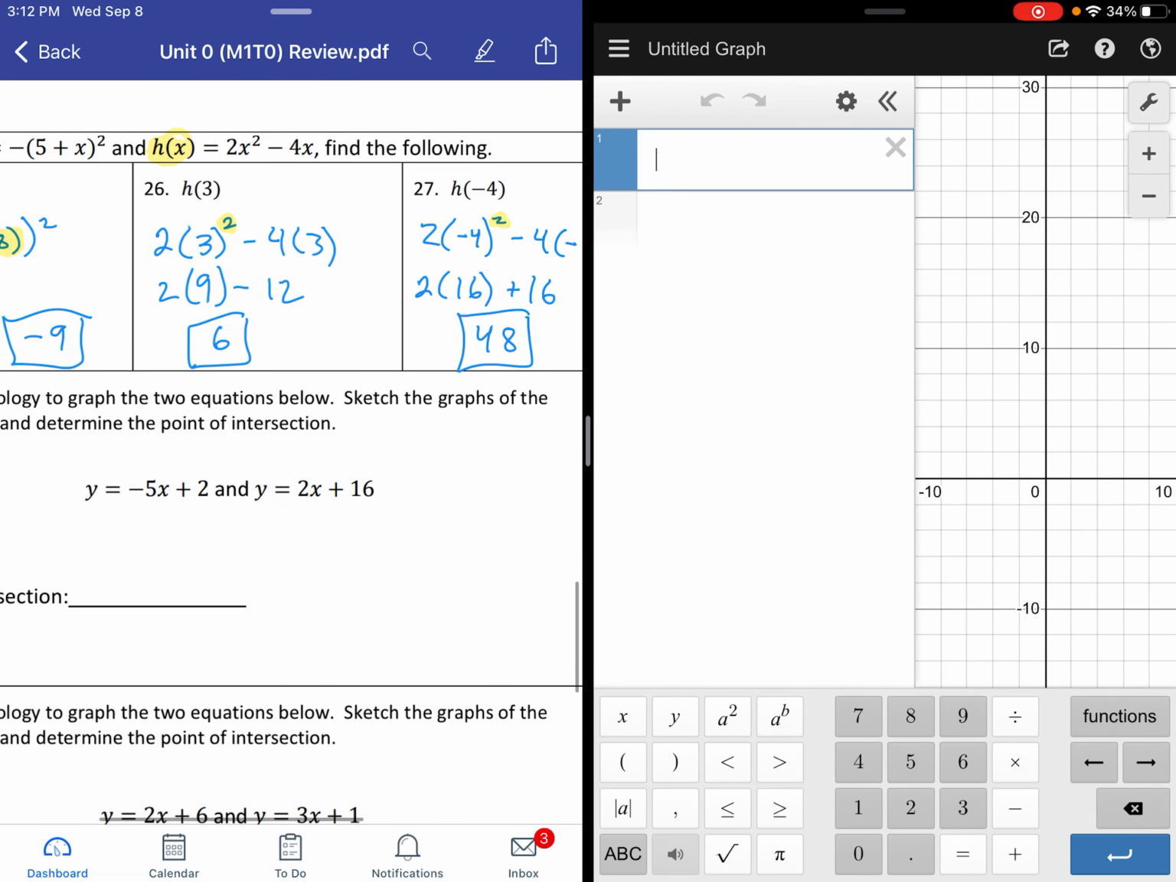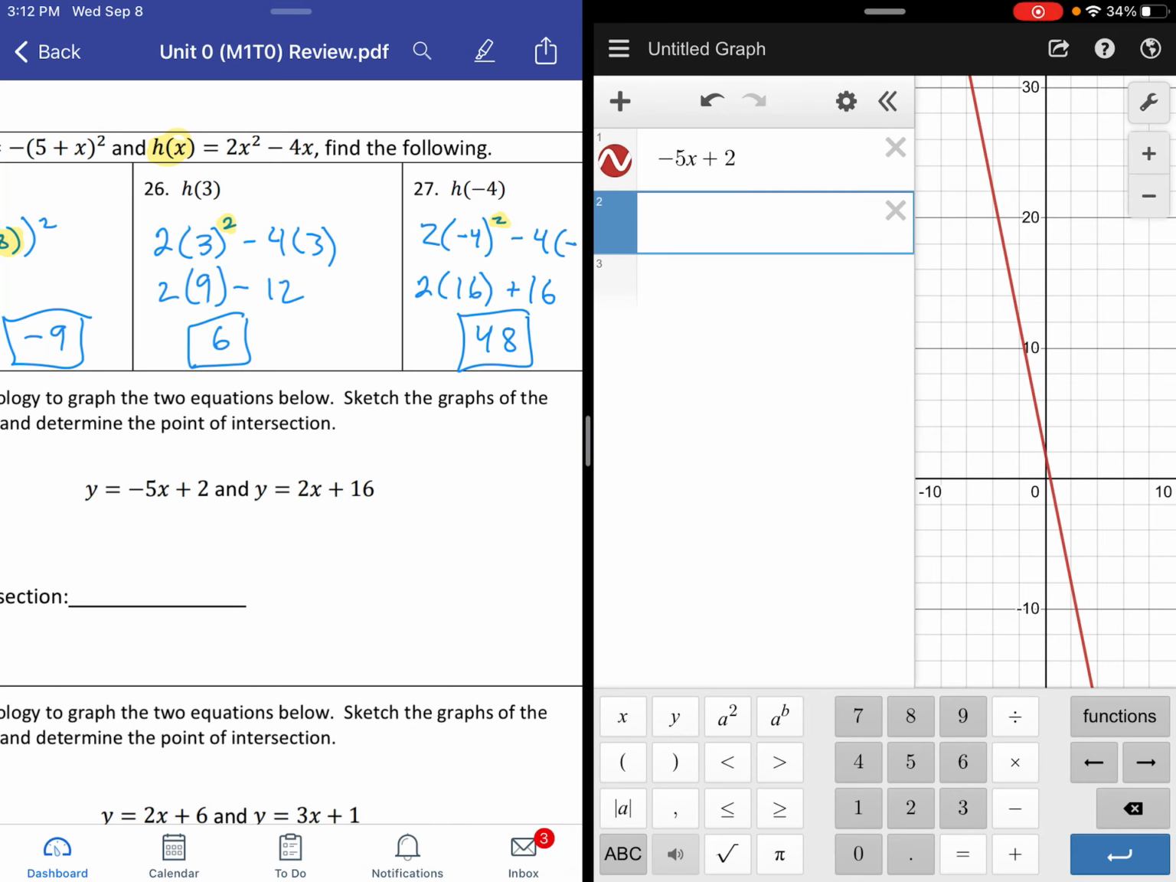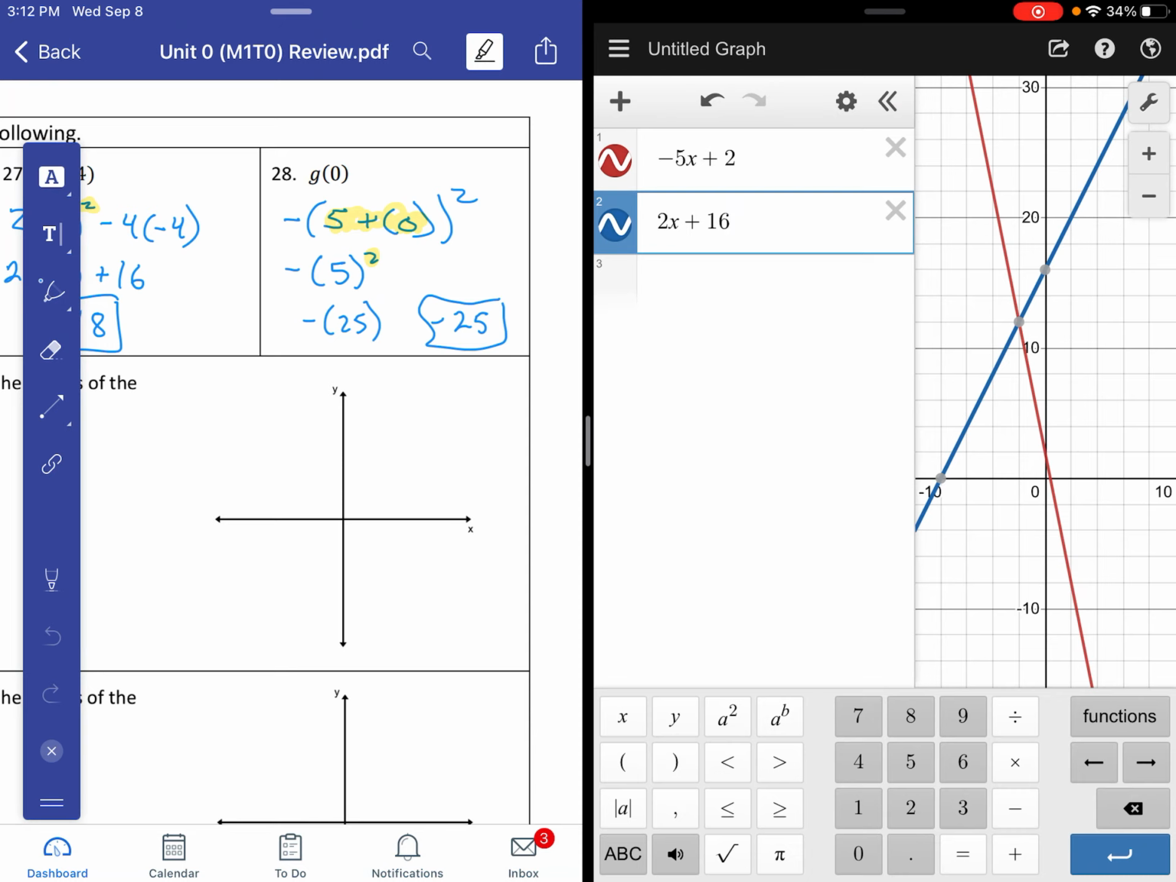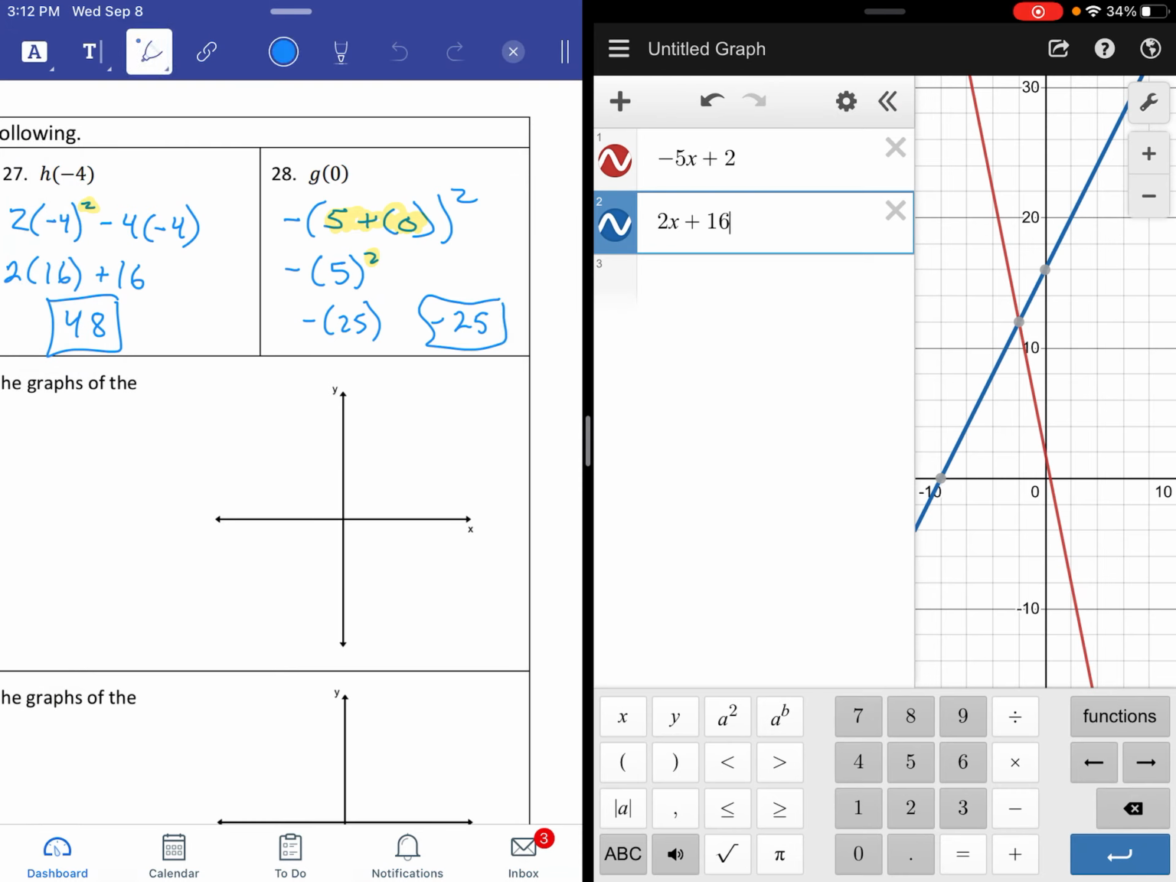I'm going to find the point of intersection between the 2 lines. I'm going to write out my equations just the same way they have it on the sheet here. 5x plus 2, and then 2x plus 16. So that's what I have. So let's go to the graph first. Again, you have to make the graph very similar to the one that you have.